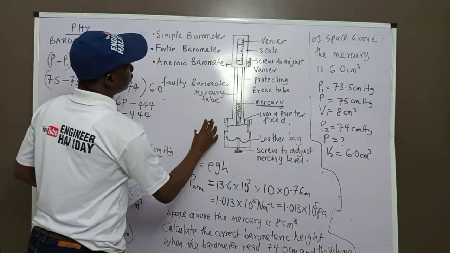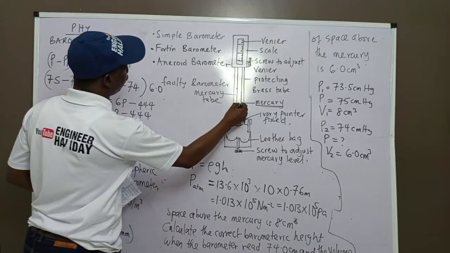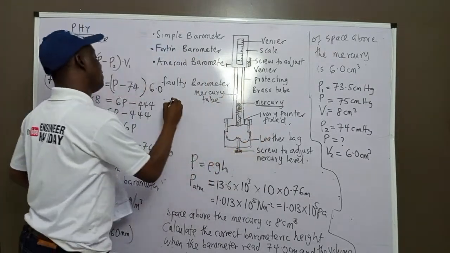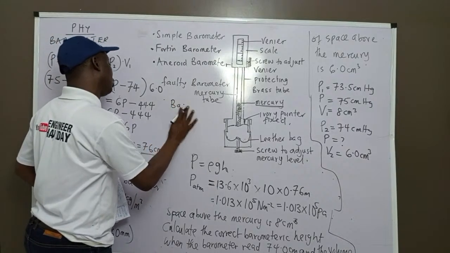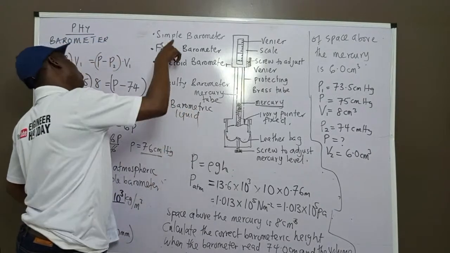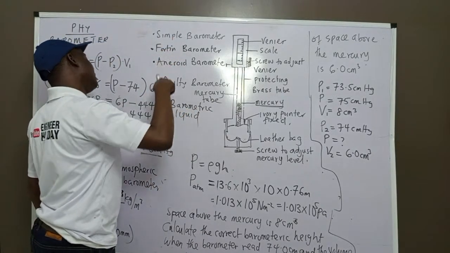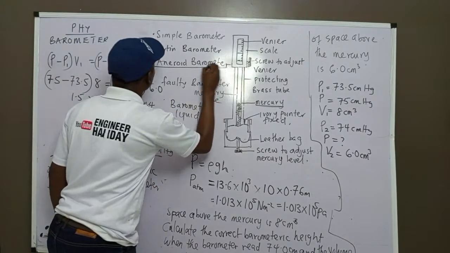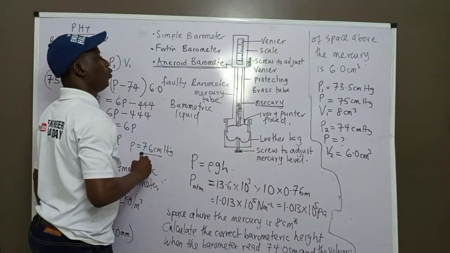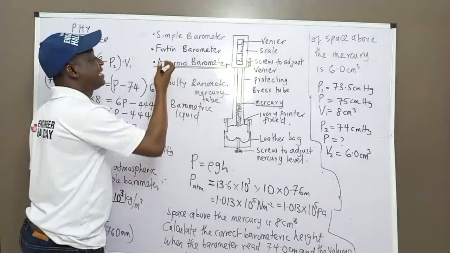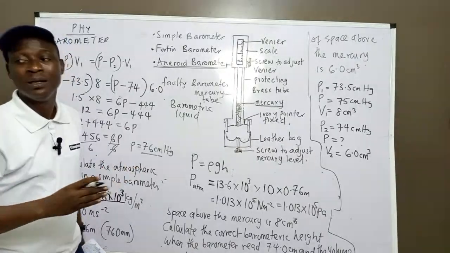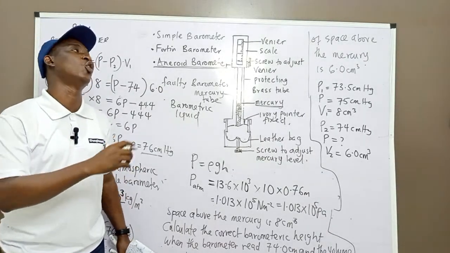Note that this one also uses mercury as its liquid. So the barometric liquid of the simple barometer and the floating barometer is mercury. But this last one, the aneroid barometer, does not use mercury or any fluid at all. That is why it's very lovely. It is easy to carry about because it does not use liquid at all.